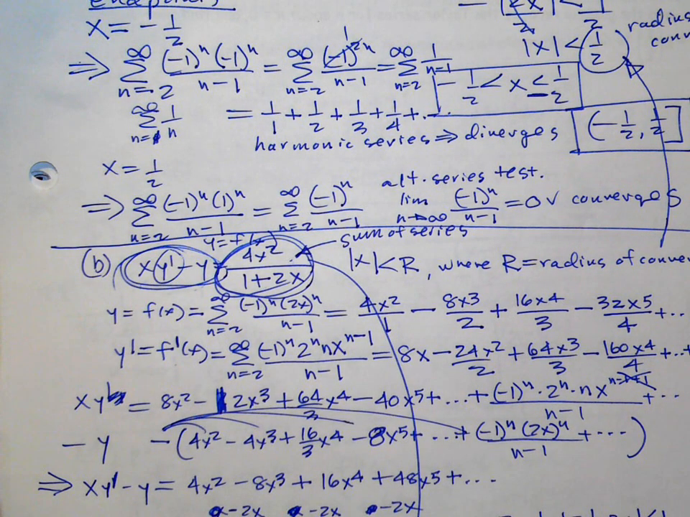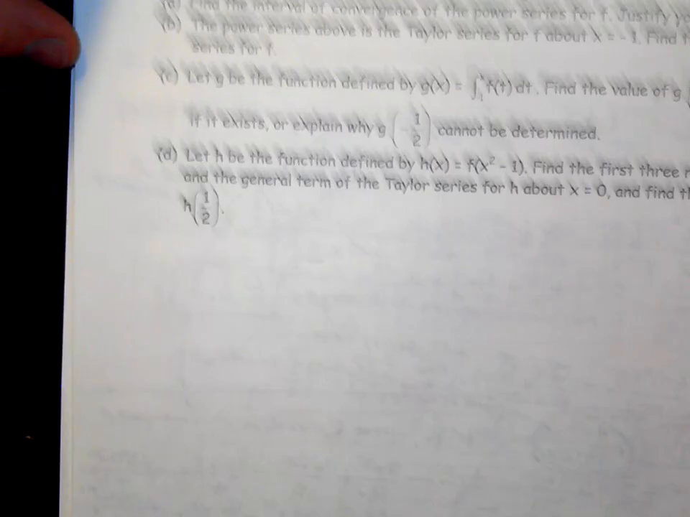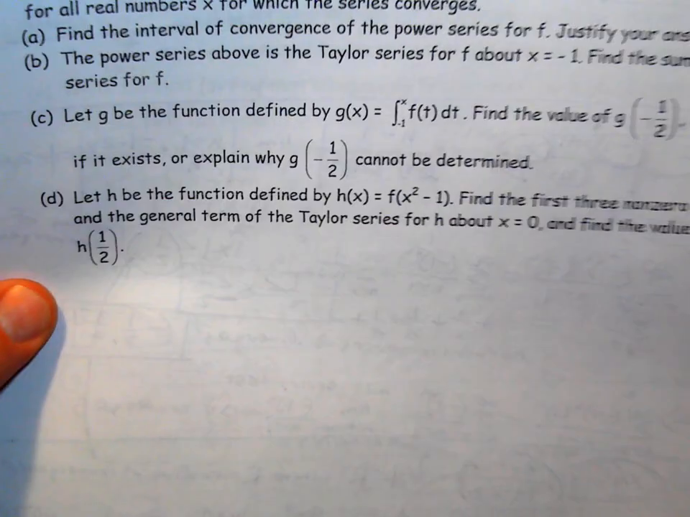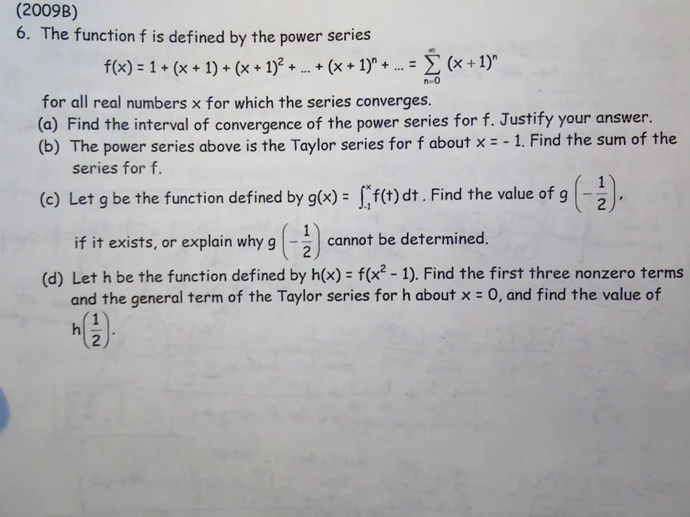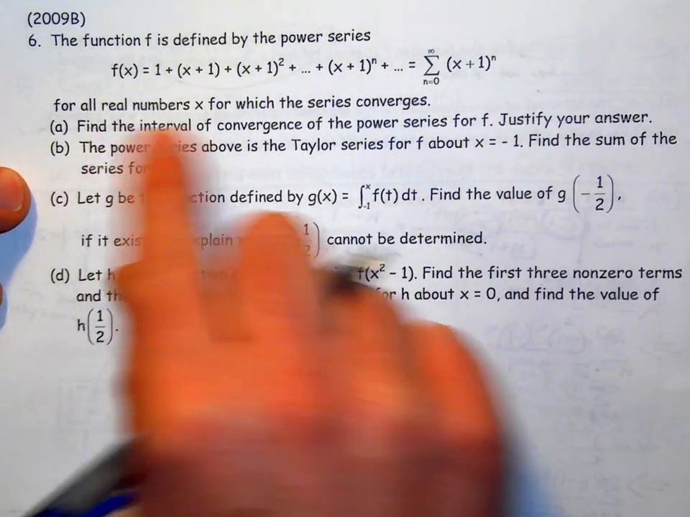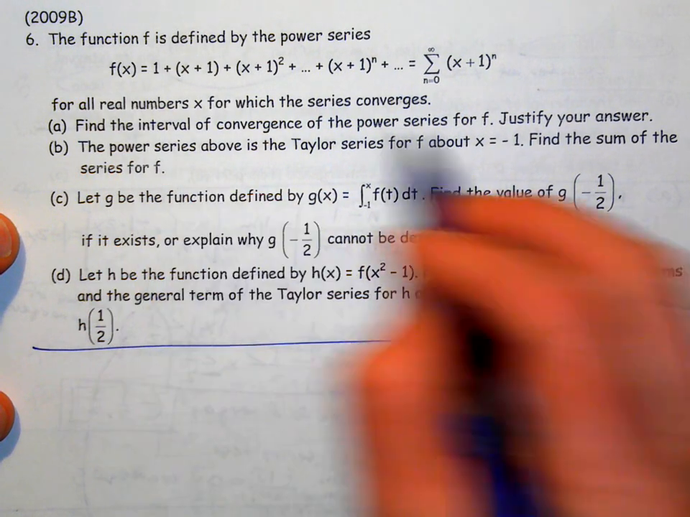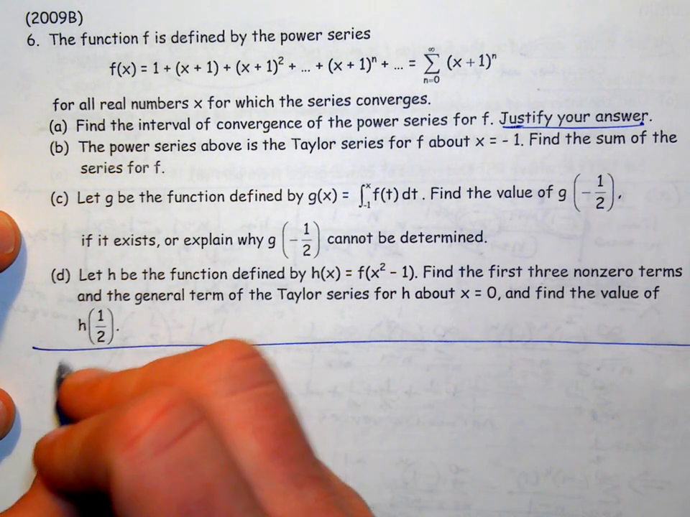Let's see if we can finish it before my video stops. I predict that we only have 10 minutes left. All right. So the function is defined by the power series. They give you the power series in open form and closed form for all real numbers for which the series converges. Find the interval of convergence for the power series f. Justify your answer. Show your work.